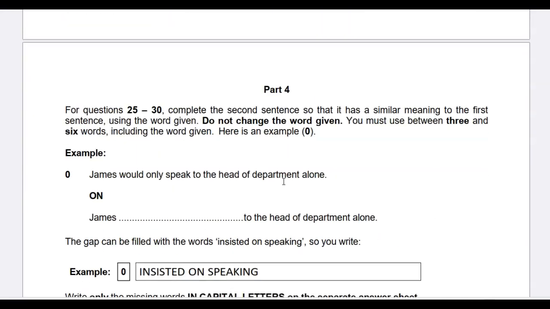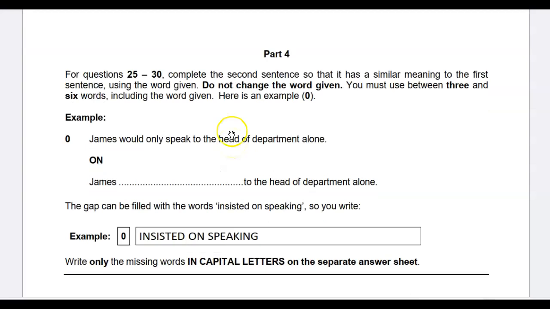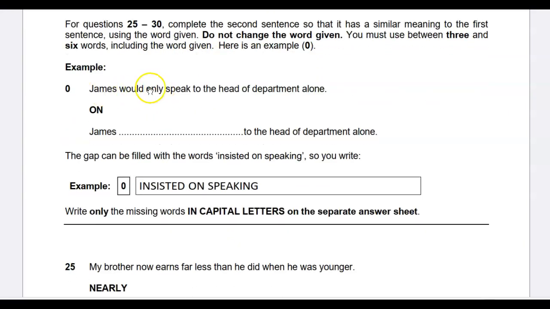Then for part number 4, for questions 25 to 30, you're going to complete second sentences so that they have a similar meaning to the first sentence using the word given. Do not change the word given. You must use between 3 and 6 words, including the word given. Here we have an example.